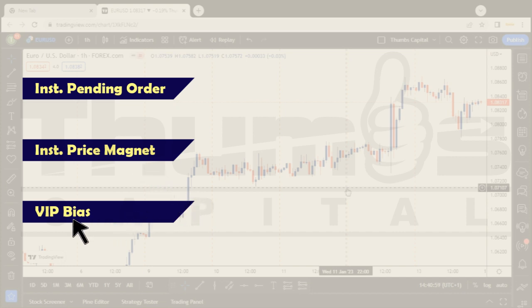The last data, VIP bias, is our confluence or confirmation tool. It is the icing on the cake. If pending order and price magnet, in addition to our technical analysis, show a trade setup, we want to see a confirmation in that direction on the VIP bias. I will create another video very soon to explain the interpretation of the smart money data on price action. That video will make you realize how powerful this is.